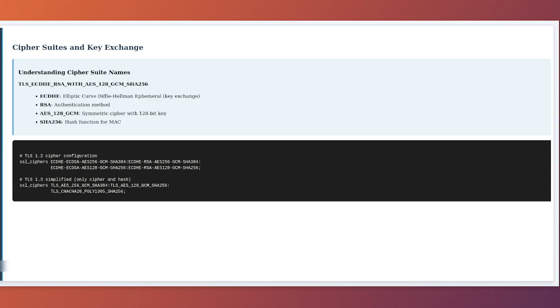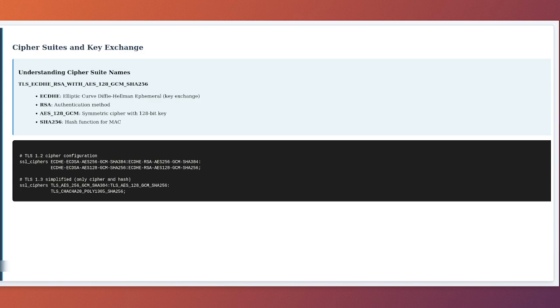Diffie-Hellman (DH) key exchange solves this problem through mathematical elegance. Both parties generate temporary key pairs and exchange public keys. Through the magic of discrete logarithm mathematics, they can both compute the same shared secret without ever transmitting it. Ephemeral Diffie-Hellman (DHE or ECDHE) generates new keys for every connection, ensuring forward secrecy. Even if you steal the server's private key and record all traffic, you cannot decrypt past sessions because those ephemeral keys are gone forever. TLS 1.3 radically simplified cipher suites.